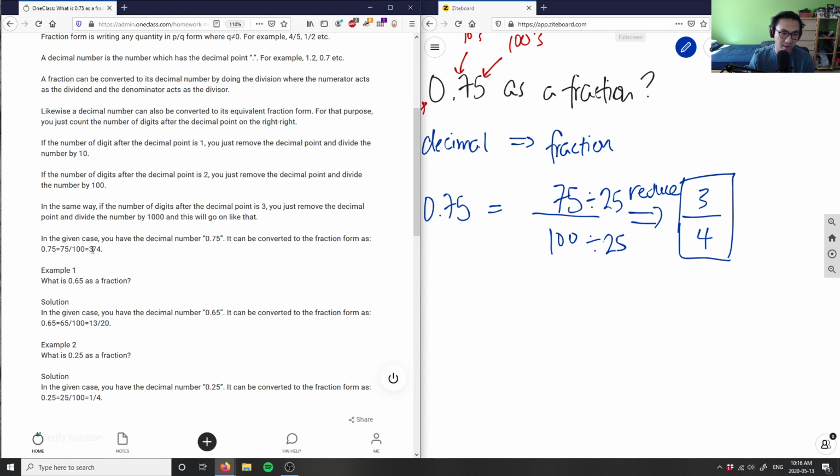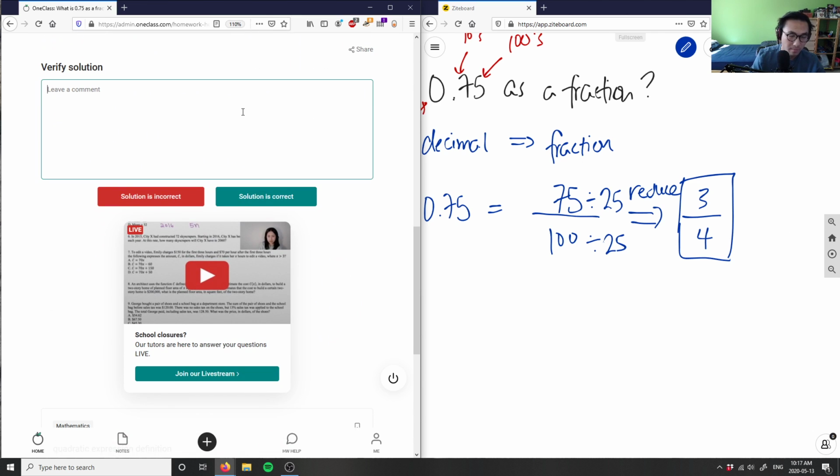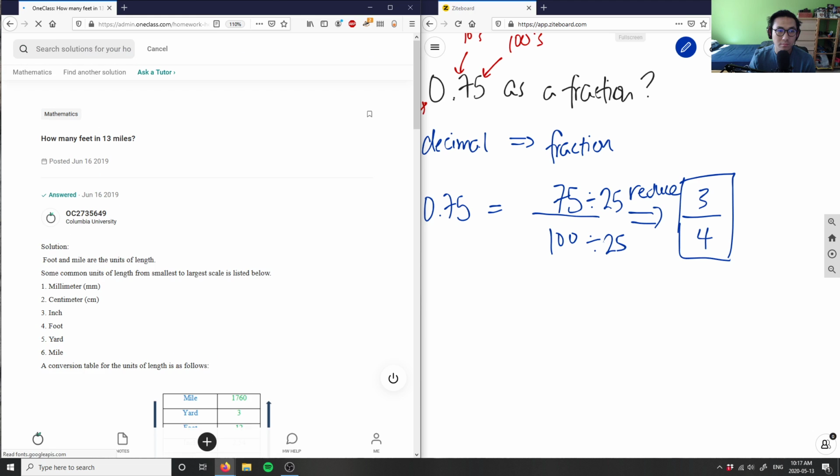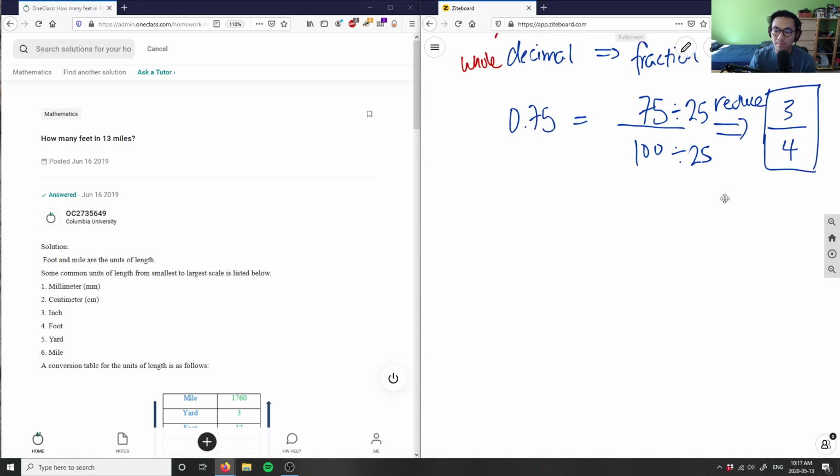So the solution here is correct. It says in the given case, you have 0.75. It's converted to 75 over 100, which is equal to 3 over 4. So this solution here is correct. It's a good analysis as well. This is number 4.